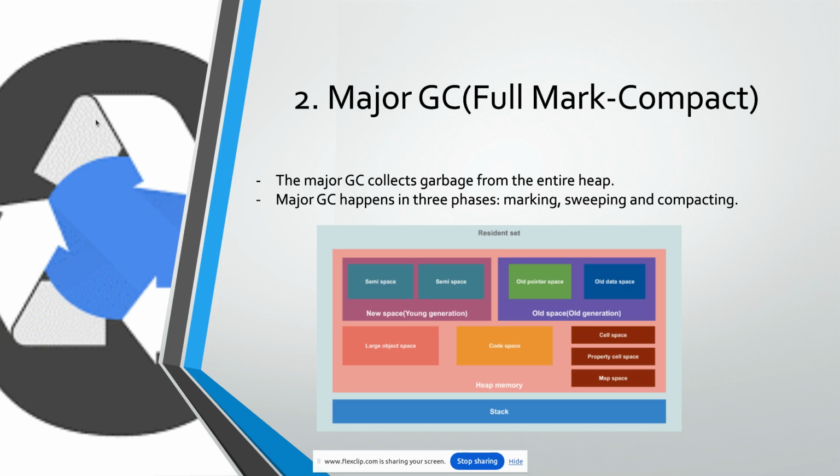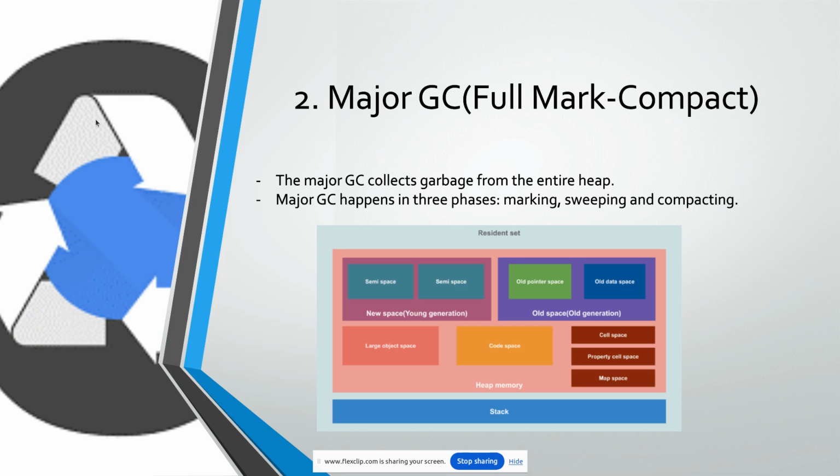Major GC is also called mark-compact. The major GC collects garbage from the entire heap. So the big difference between major GC and minor GC is that major GC collects garbage from the entire heap, but minor GC collects garbage only in the young generation. I'm going to talk about why there are two of them, and why minor GC focuses on the young generation, later.